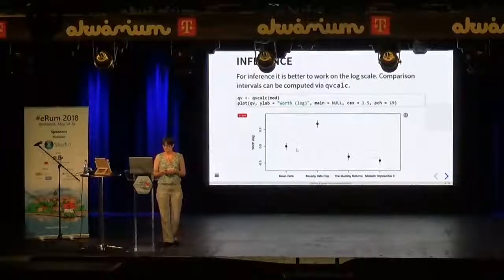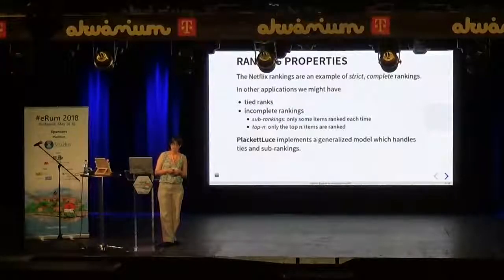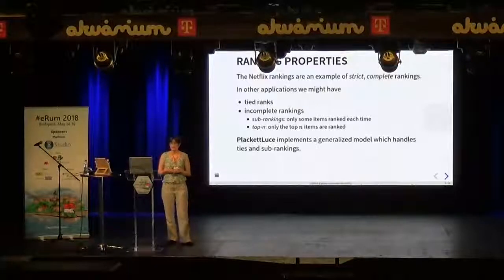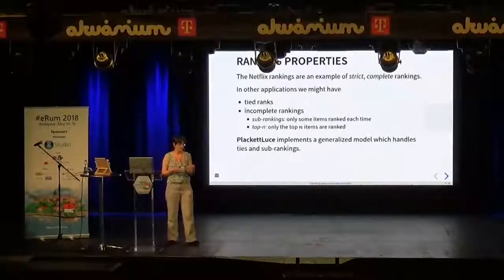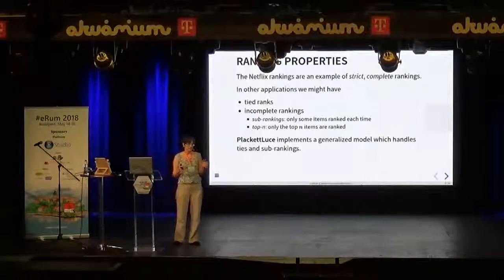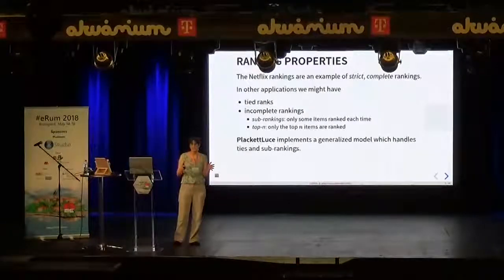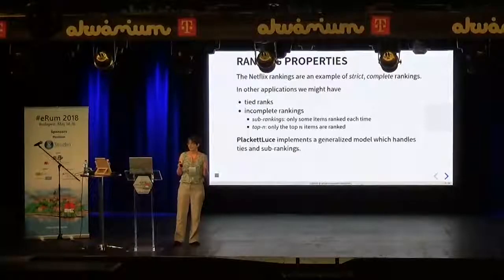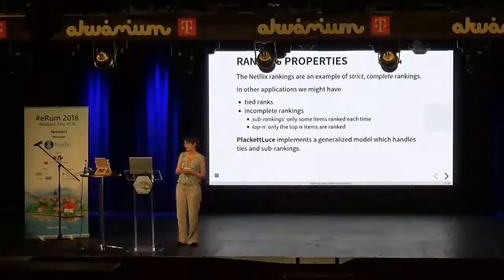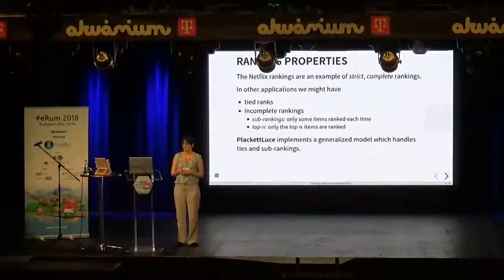So that's the standard Plackett-Luce model, and it deals with strict complete rankings. What I mean by that is that there are no ties in the data, there's a strict ordering, and all of the items that we're considering appear in every ranking. But in other applications, we might get ties. That's quite common, of course, in races and other applications.